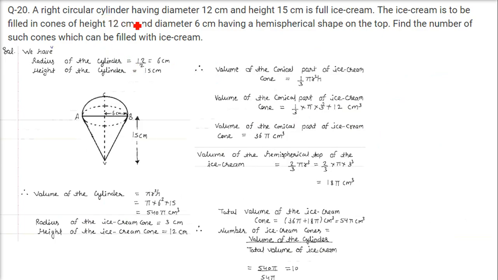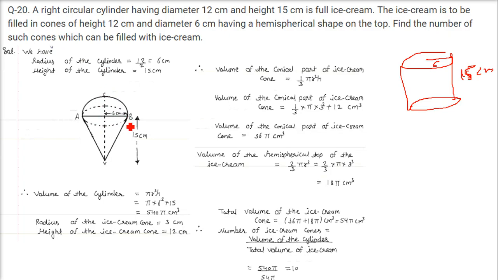A right circular cylinder having diameter 12 centimeters. So there is a right circular cylinder, and the diameter is given as 12 centimeters. So let me take the radius as 6. Height of 15 centimeters. Okay, is full of ice cream. The ice cream is to be filled in cones.